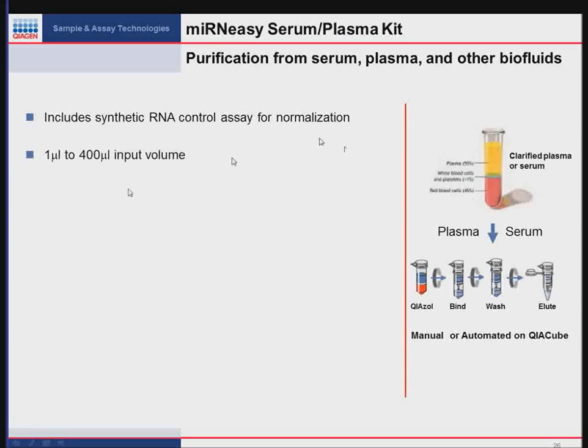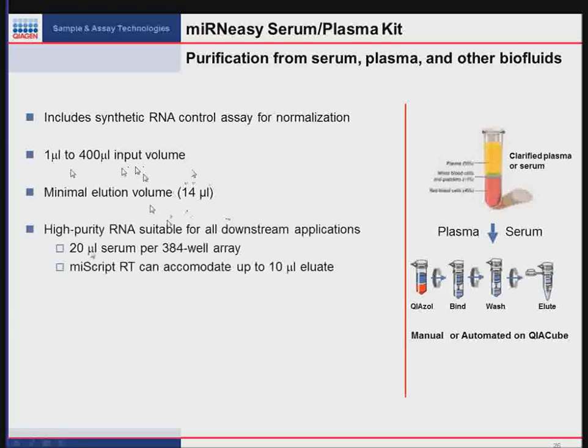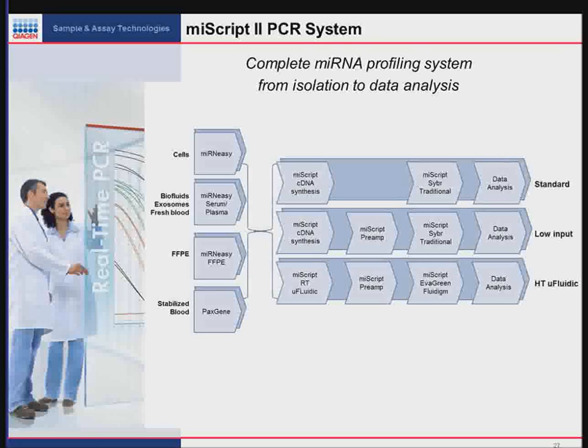We typically use anywhere from 1 to a few hundred microliters of input volume. The recovery is fairly linear. We elute in a minimal volume, so we elute in 14 microliters. This lets us concentrate our samples, and the RNA is suitable for all downstream applications. And just as a guide, we're using about 20 microliters of serum for each 384-well array. So you can do a miRNome with 100 microliters. With preamp, which I'll show you in a few slides, you can actually cut it down to less than a microliter. And this protocol, of course, is automatable.